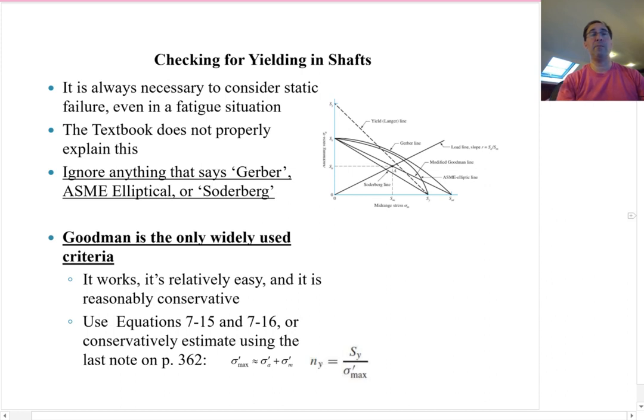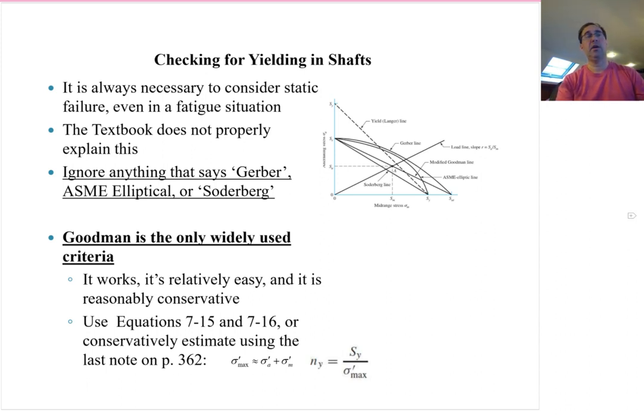But anyhow, getting back to slide 12, regardless of whether or not your part lives under fatigue, you still have to check for yielding to make sure that you didn't yield the shaft on the first cycle. The textbook doesn't really explain this very well. It just kind of spits out a bunch of methods.